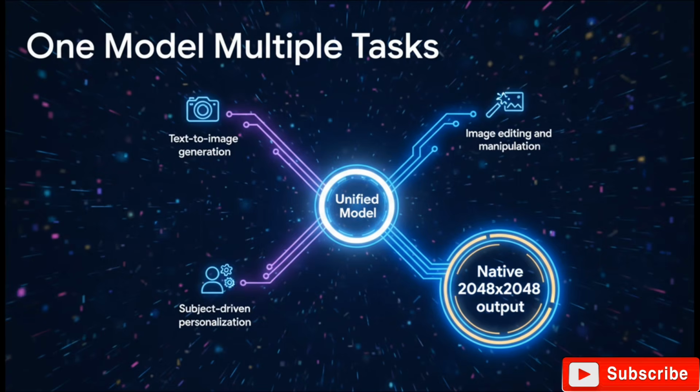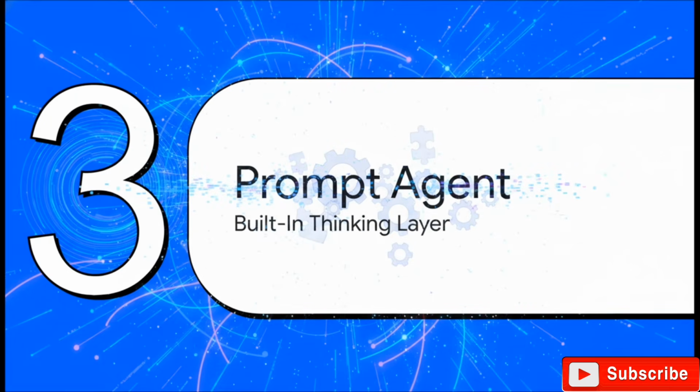But honestly, the most stunning detail for me is the native high-resolution output. It generates natively at up to 2048 by 2048. It does this directly, completely bypassing those separate, noisy upscaling stages that traditional pipelines almost always need to get crisp, high-res images. Section 3. The Reasoning Prompt Agent.